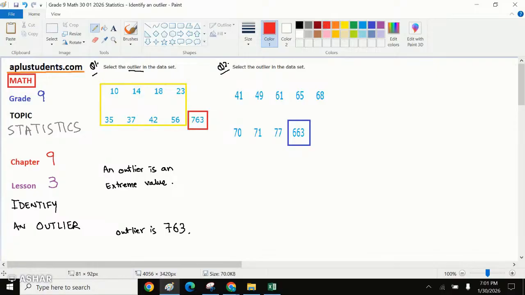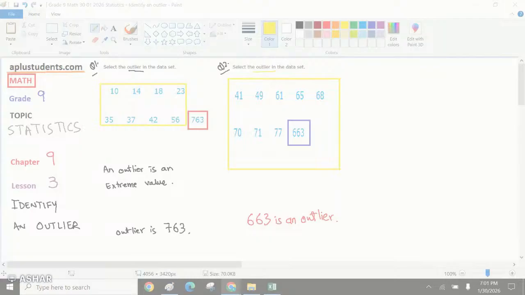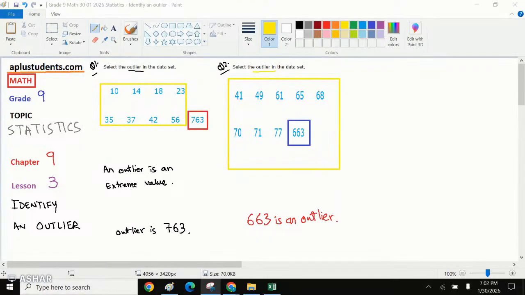So can we say 663 is an outlier? That means this is not a common number, or it is an extreme value in these given values. For these given values in this question, 663 was out of range. It is an outlier. Okay, agreed? Let's have a look again. Another set of values is given to us. We need to select an outlier from the given set of data.